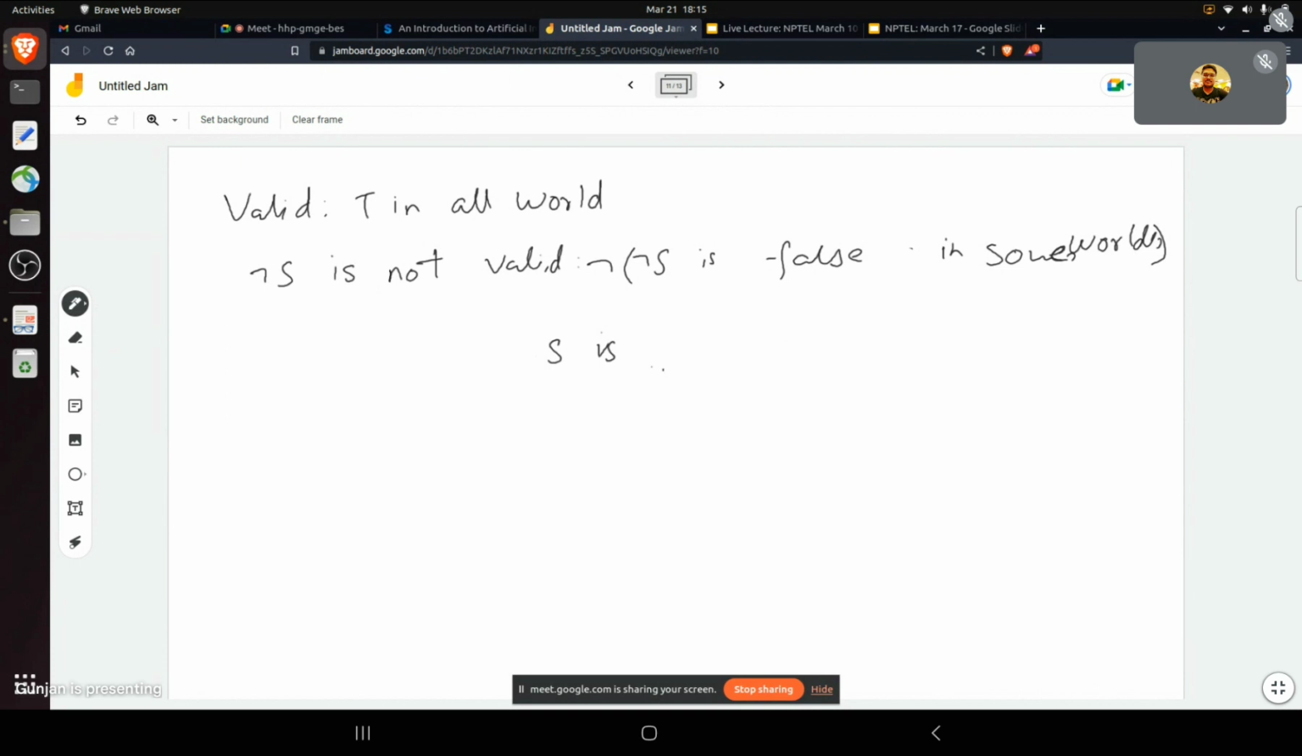So, put simply, if we are saying that not S is not valid, that means not S is false in some world. Do you agree with this statement or not? Does anyone have any confusion in this part? If I write that not S is not valid, it means that not S is false in some world. What do you think of this statement? Is it correct or is it not correct?